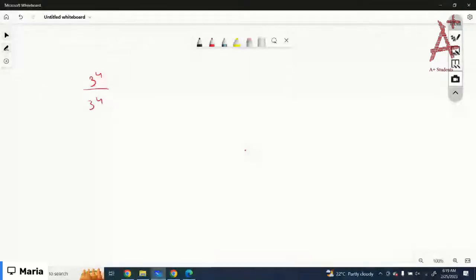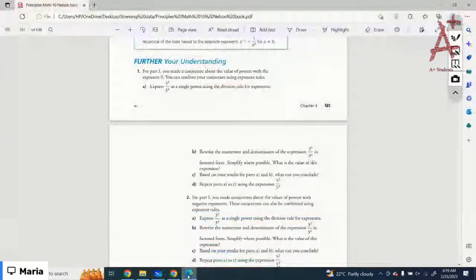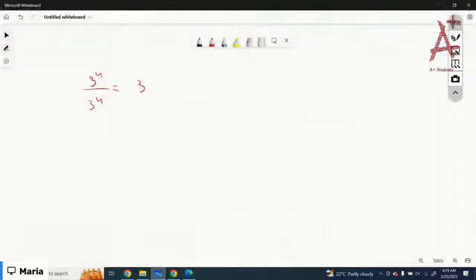So what we have to do is write it as a single power using the division rule for exponents. When you have the same base in the numerator and denominator, you subtract the exponents, 4 minus 4. So it would be 3 exponent 0. So we can write it as a single power as 3 exponent 0.